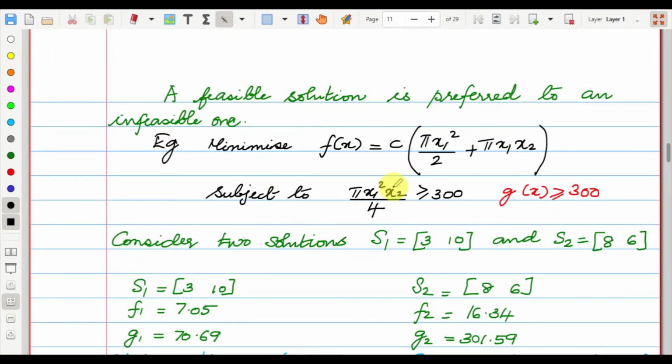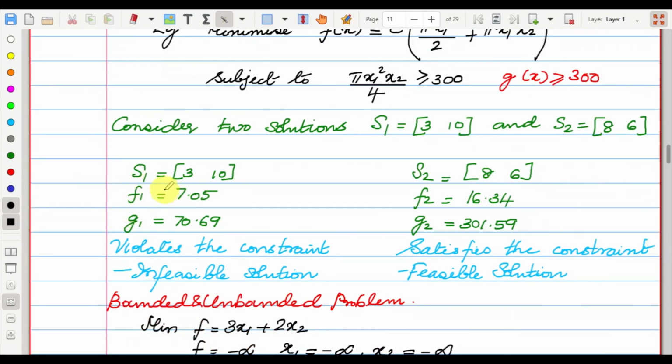An example: this is our optimization function, the objective function. It is subject to pi x1 square x2 by 4 greater than or equal to 300, and g of x is defined like this. We have two solutions, s1 equal to 310 and s2 equal to 86. We can substitute them. Once we substitute, we get f1 equal to 7.05 and g1 equal to 70.69. Here f2 equal to 16.34 and g2 equal to 301.59. Here the constraint is violated. Here the constraint is not violated, it satisfies the constraint. This one is a feasible solution and this is an infeasible solution.